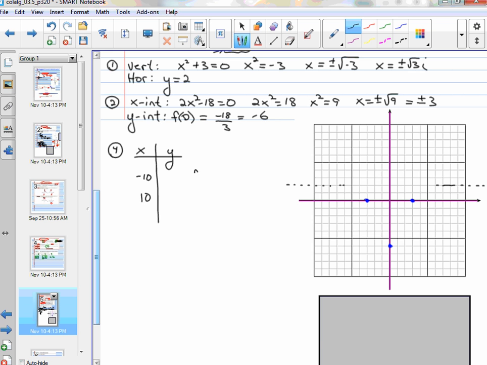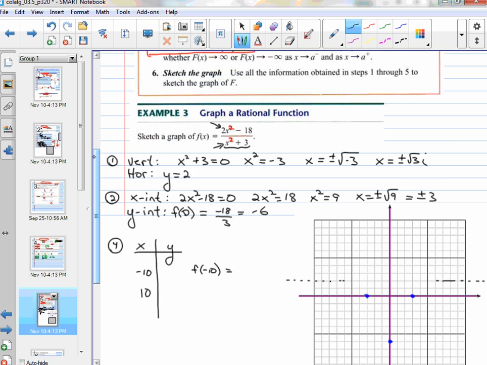So I'm going to do f of -10. I'm substituting a -10. See if we can do this mentally. What's -10 squared? 100. What's 2 times 100? What's 200 minus 18? 182. Good answer. I'm going to put a -10 down there. -10 squared is 100. 100 plus 3 is 103. Divide that for me on your calculator so I know approximately what it is.